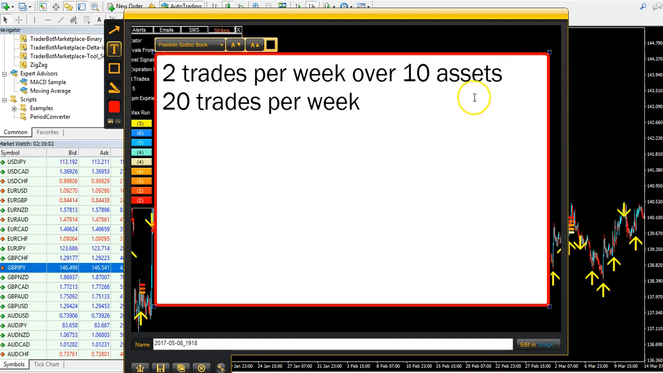Two a day. It's plenty. There's plenty of trades to go around just like that. If you want to mix and match the indicators, this is only on one indicator, by the way. You can mix and match the indicators.